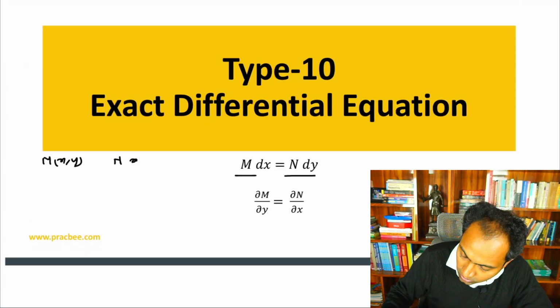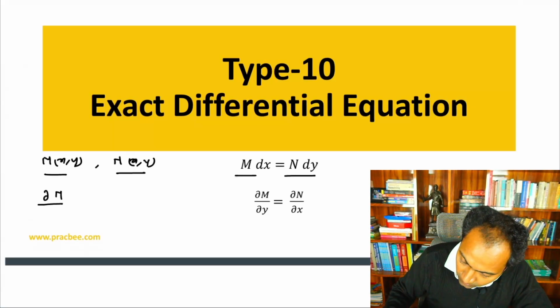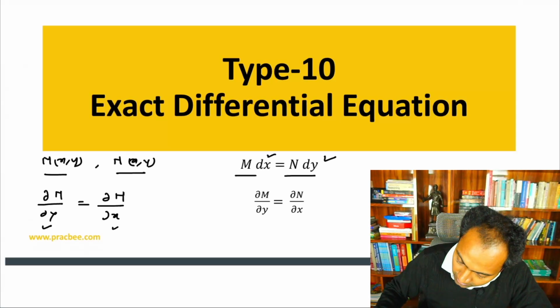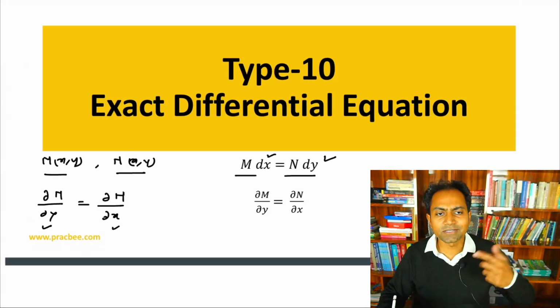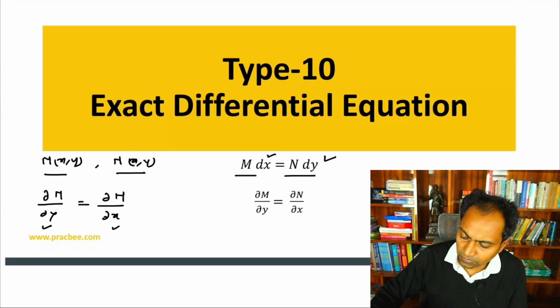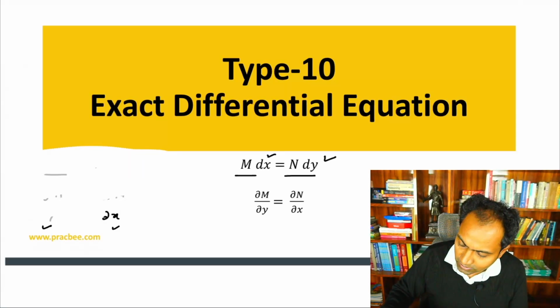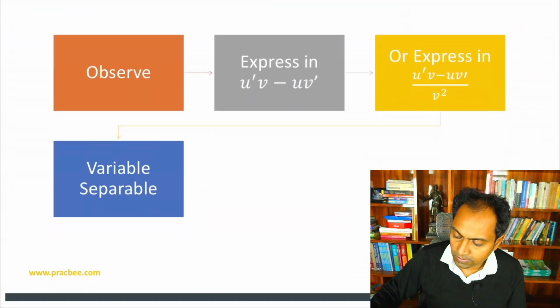And n is also a function of x and y. So the test is, if I find the partial derivative of m with respect to y, it should be equal to the partial derivative of n with respect to x. Here it is x, so we are writing y. Here it is y, we are writing x. Now I totally understand you don't know partial derivatives, and functionally speaking, there is no need to know all of this. What you need to know is this.